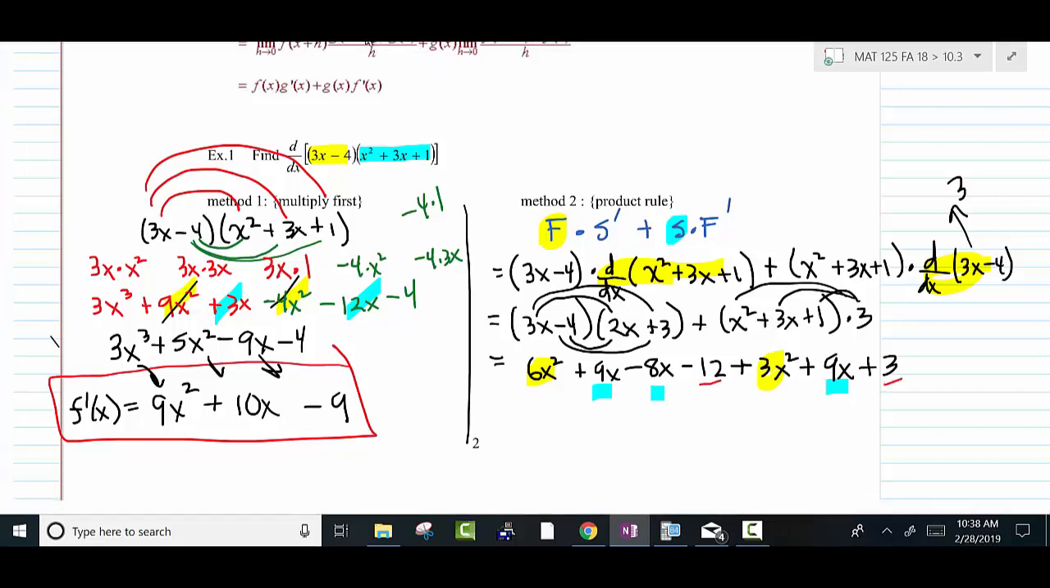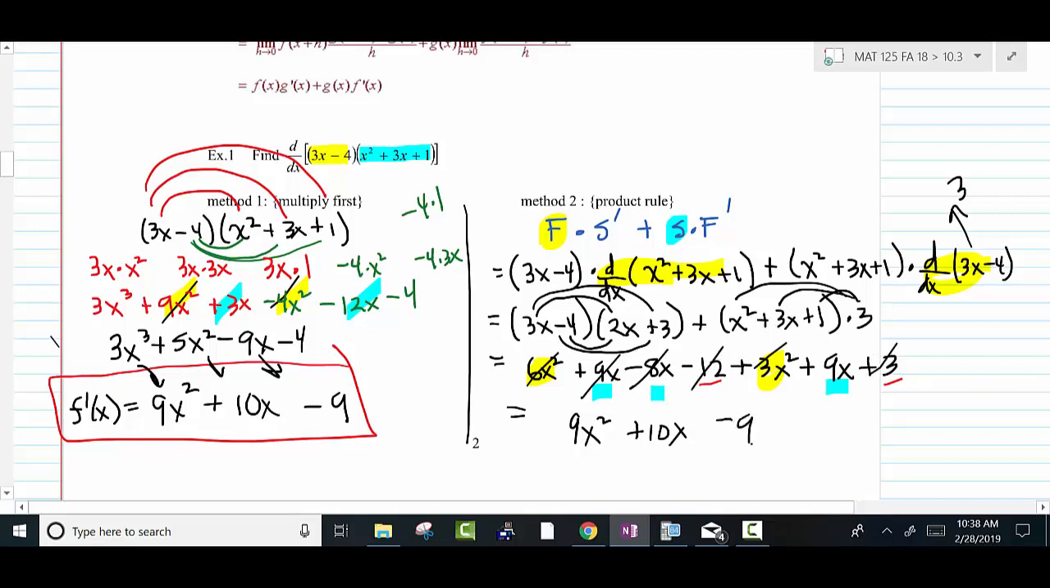Okay, let's see if we don't get the same answer. So 6 plus 3 is 9x squared, so that's good. 9 minus 8 is 1. 1 plus 9 is 10, so that's good. And then negative 12 plus 3 is minus 9. All right, are you impressed?